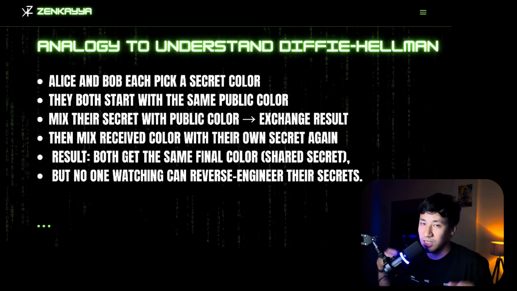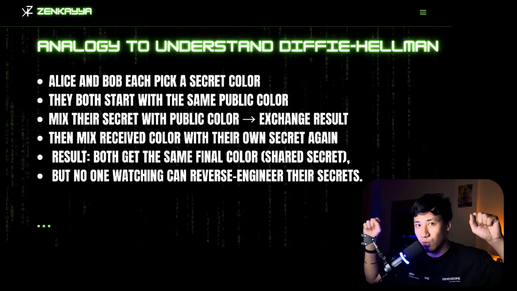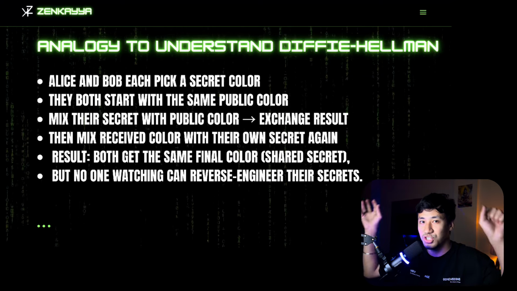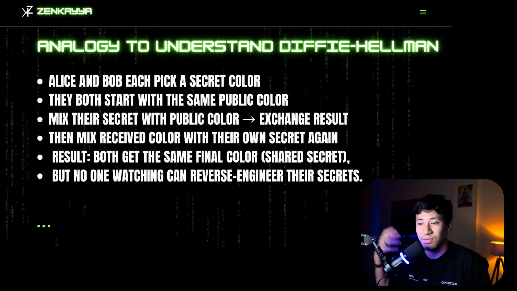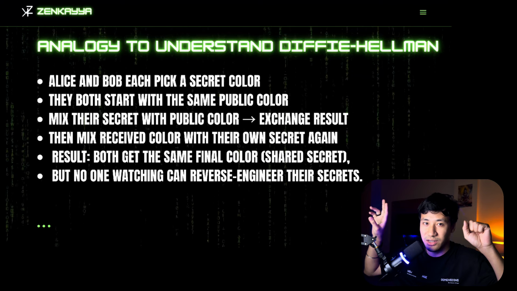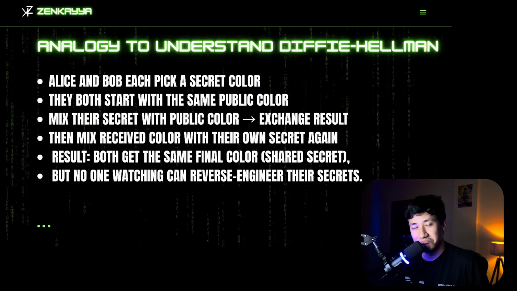But they don't know each other's secret key. They just know they have a shared secret and they will find the color. No one watching can reverse engineer their secrets. No one will know the other person's secret code. That is how Diffie-Hellman works.